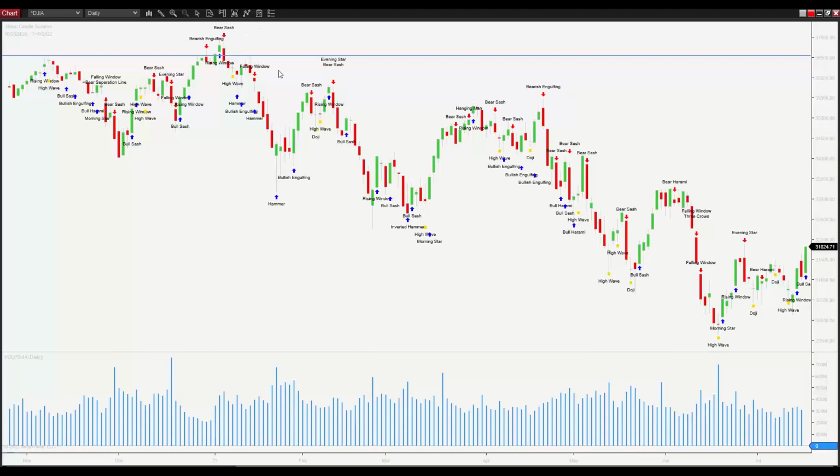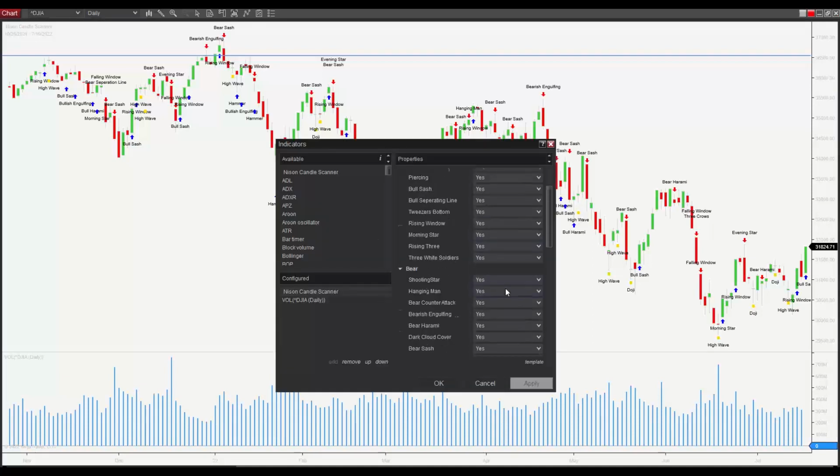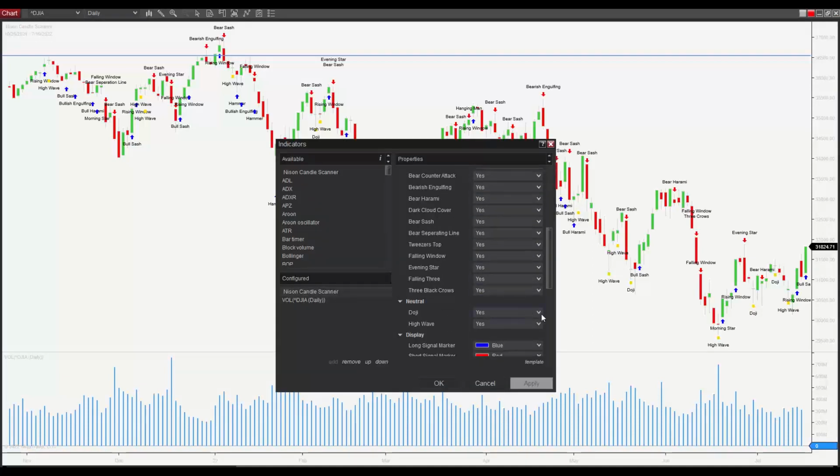Okay, so now let's go back to indicators again. And let's say I don't want to look at every doji, and I don't want to look at every high wave.